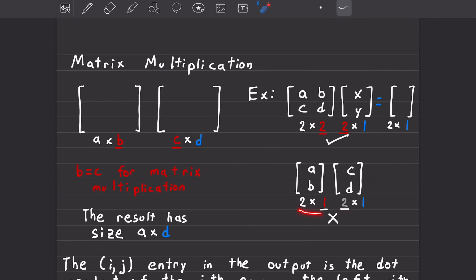So this one is 2 by 1, and this one's also 2 by 1. So these inner two numbers do not match, and as a result, this cannot be computed, okay? So hopefully, by looking at this, you might have realized that if this times this can be computed, if you switch the order, it might not necessarily be the same. And that's a really important point that you should keep in mind.